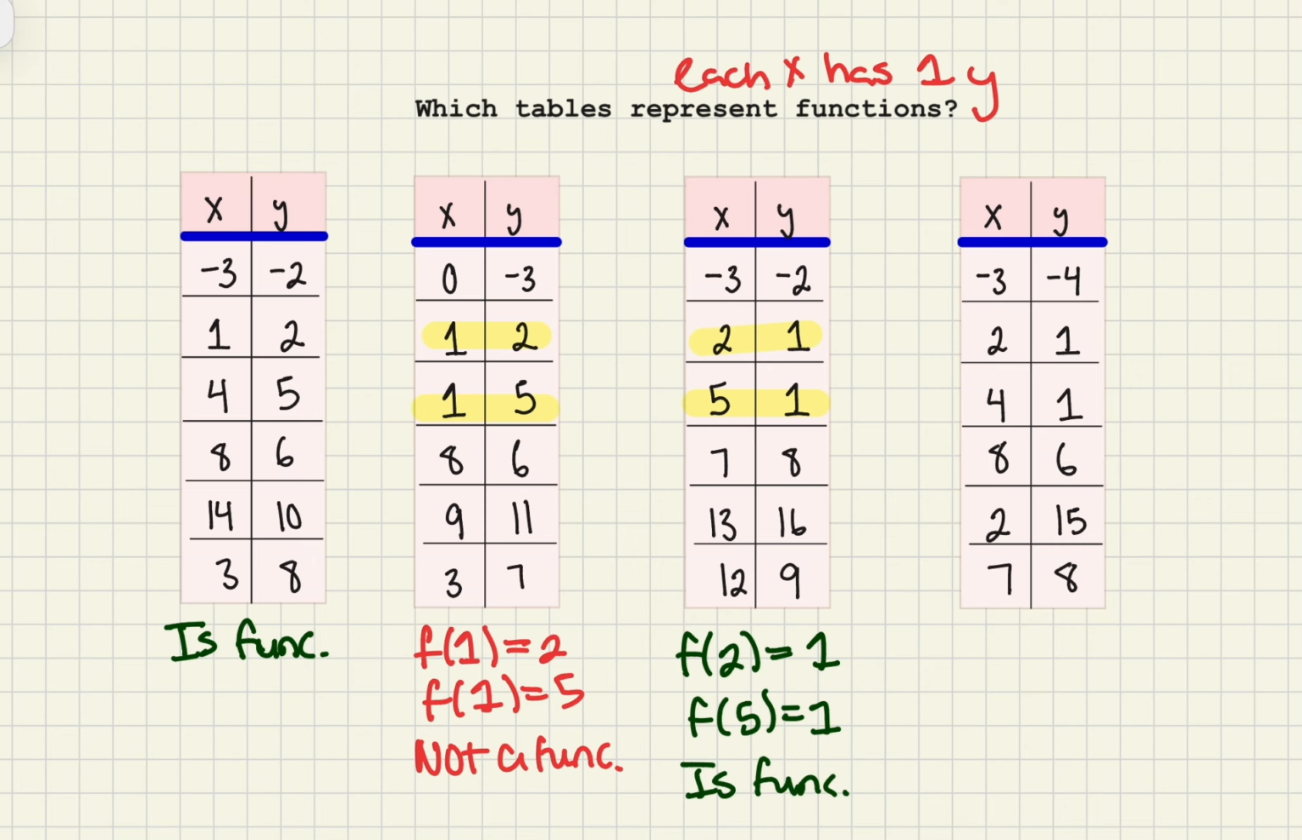Now for the last table, we see that f of 2 equals 1 and f of 2 equals 15. So we see that we're given the same x value, but we're given two different y values. Therefore, this one is not a function.